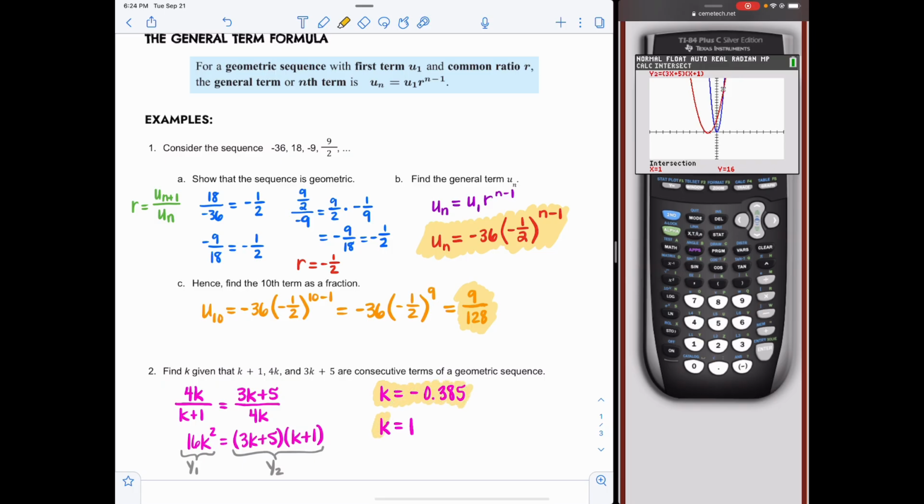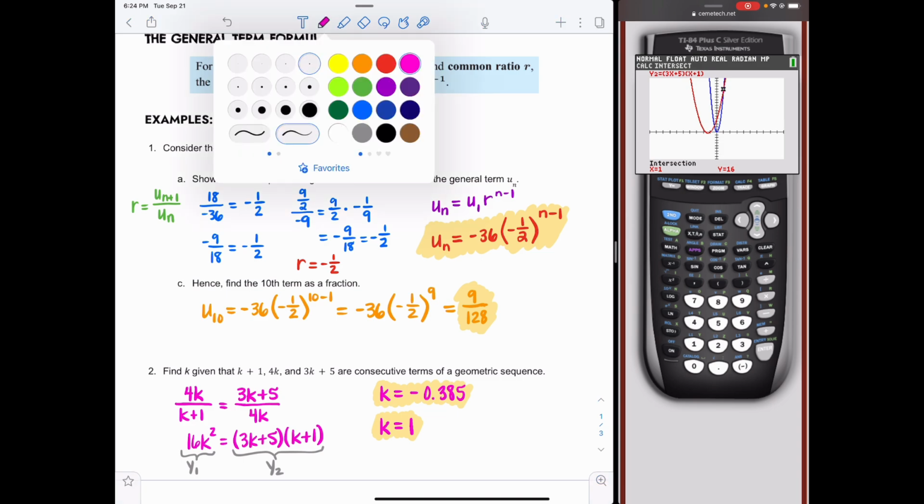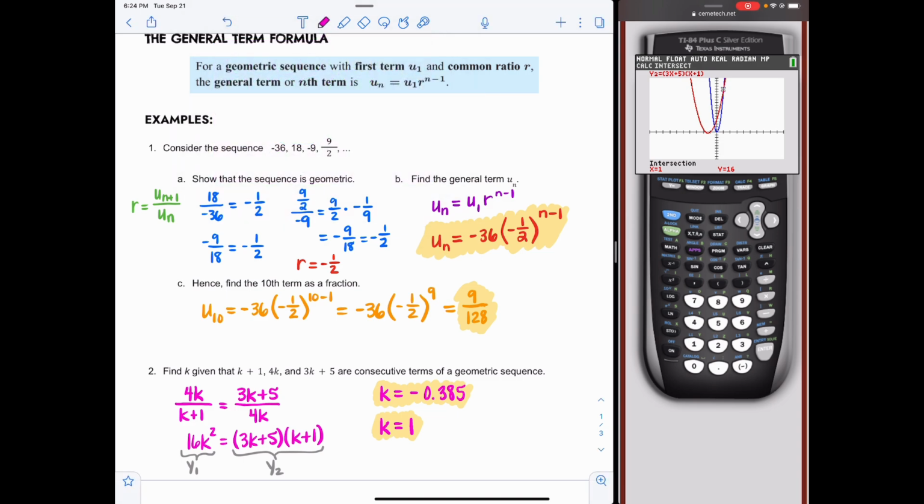Now, sometimes you may be able to write your decimals as fractions if you want a more accurate number, and you may need to solve the equation by factoring if you want a more accurate number. If you were to solve this by factoring, you would have gotten the fraction negative 5 over 13.